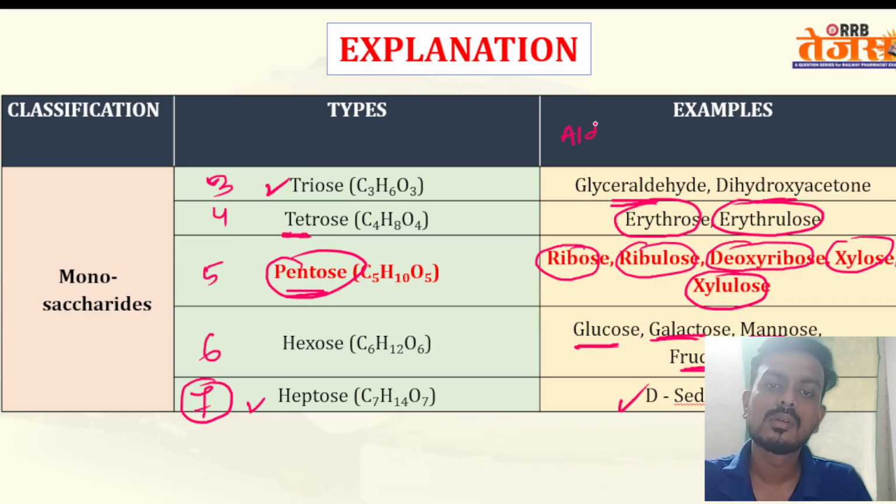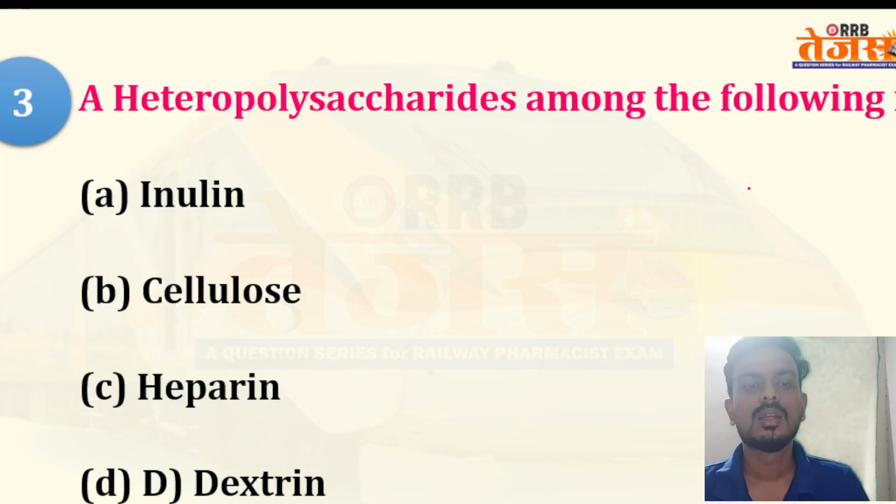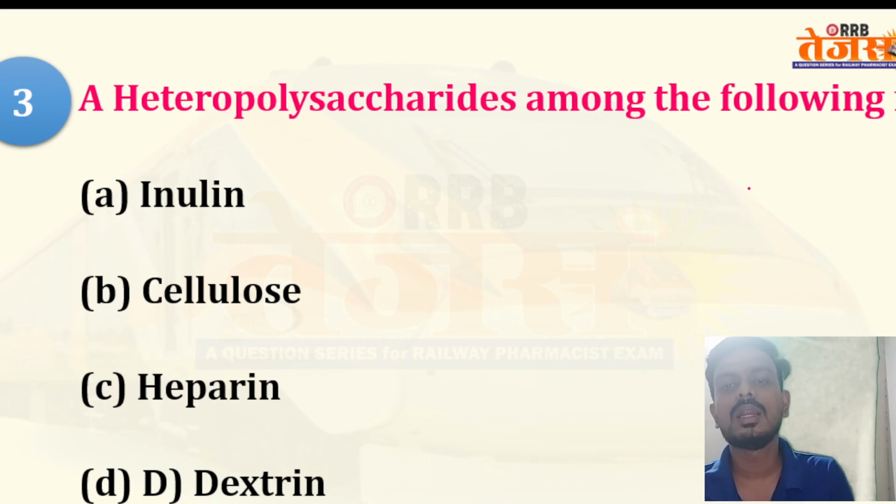These sugars are again of two types: aldose and ketose. What is aldose? Aldose has an aldehyde functional group, and ketose has a ketone functional group.